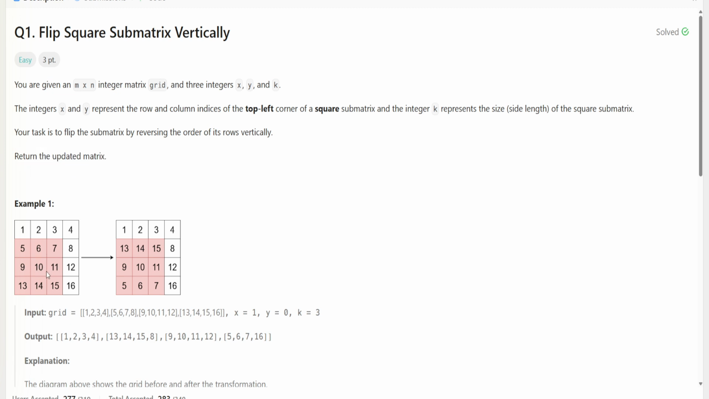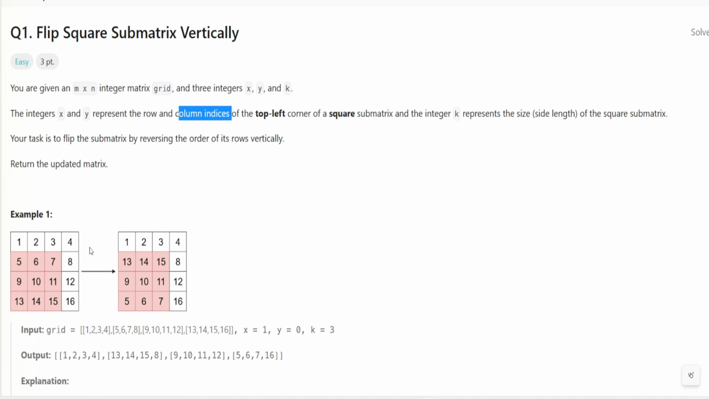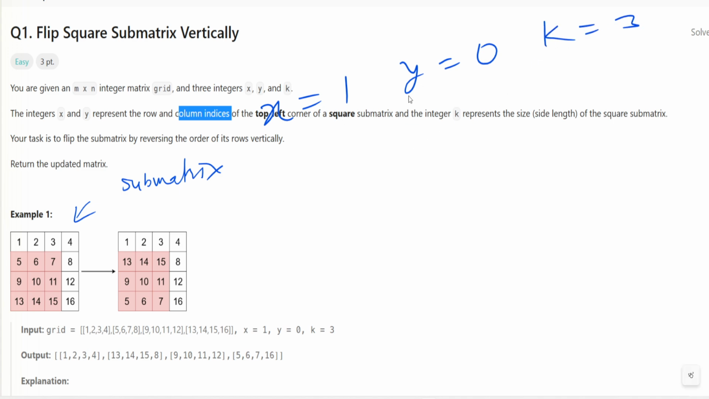As you can see, we are given x equal to 1 and y equal to 0. X is the row and y is the column index of the top left corner. Let me show you how. Suppose we are given this matrix, and we have to identify the submatrix. Here x is 1, y is 0, and k is 3. What does it mean?